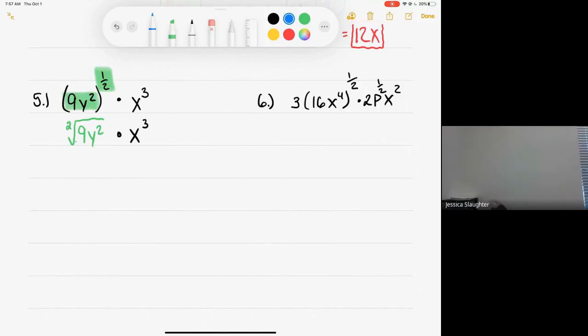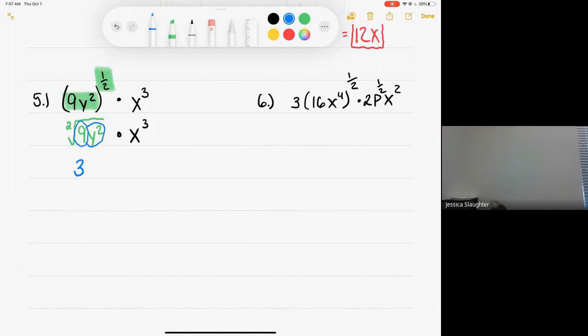So we're taking the square root of 9 and the square root of y squared. So what should I write below? Anybody know what the square root of 9 is? It is 3. Yes.